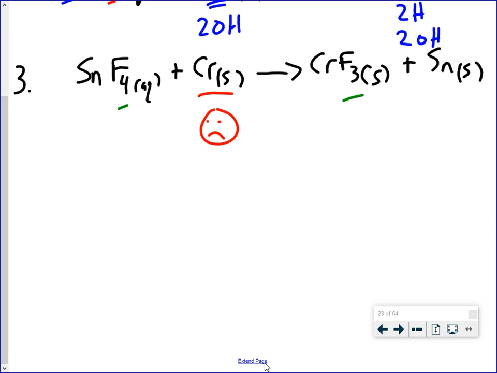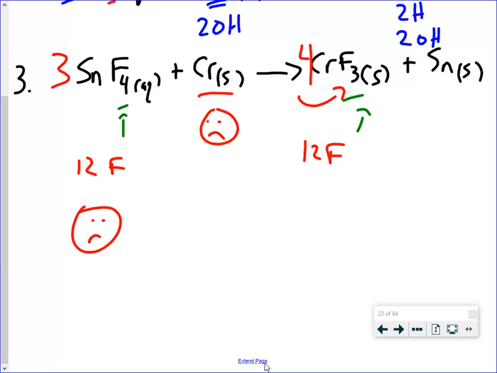Well, Uno reverso. That 4 and that 3 just switch places. 3 and 4, because 3 times 4 is 12 fluorines. 4 times 3 is 12 fluorines. Fluorines, yay, they're balanced. What's left to be balanced? If you said nothing, I'm also sad because there's still stuff left to balance. 3 tins, 3 tins, 4 chromiums, 4 chromiums. Air high five, on to the assignment.